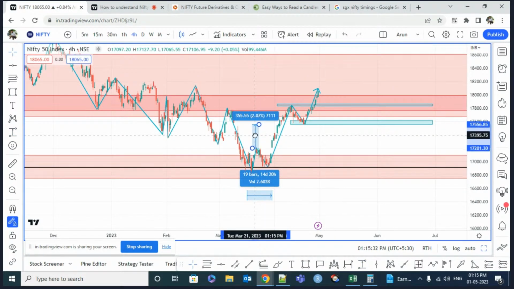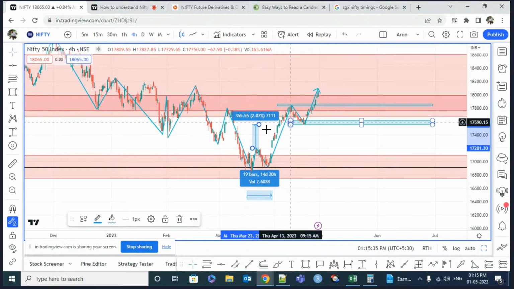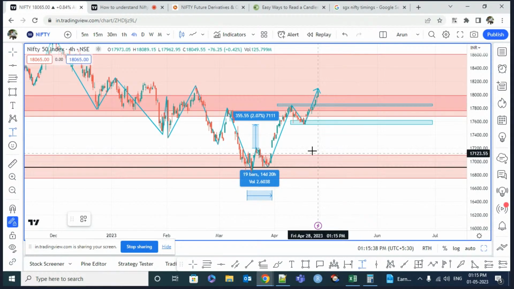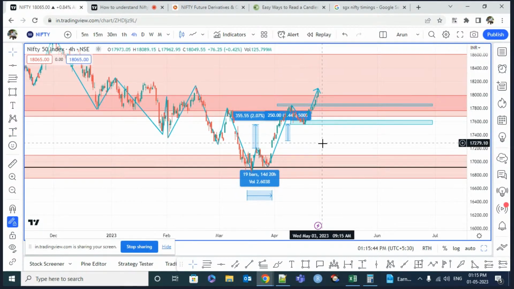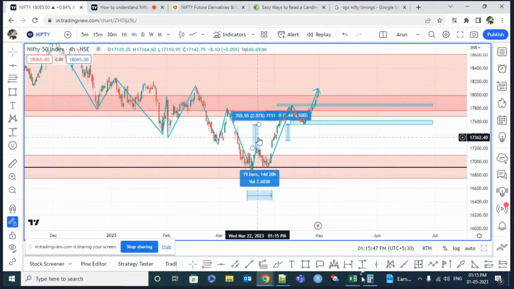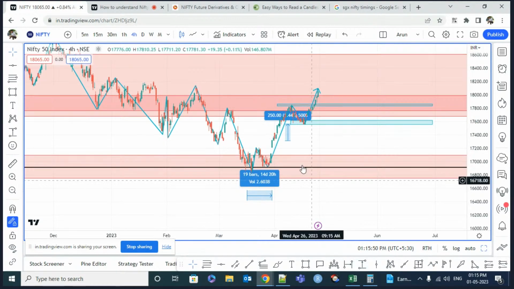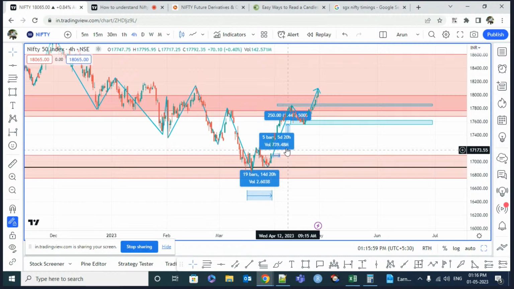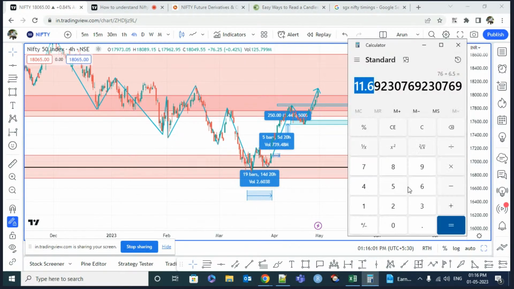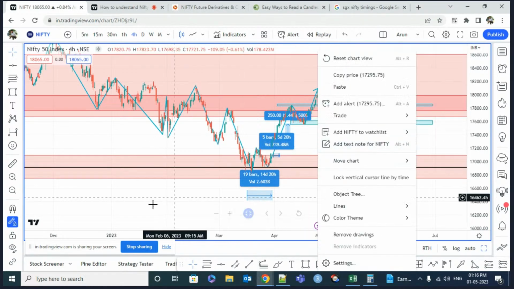this target was here, which would be, from here, if you consider your 250 points, and those 250 points took how many days from here. The 250 took your 5 4-hour bars, which is 5 cross 4 is 20, divide by 6.5, that is 3 trading sessions. In 3 trading sessions you have captured the 250, and that was back to back green candles.